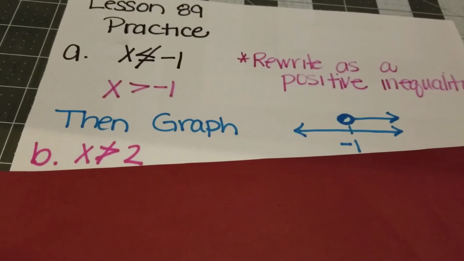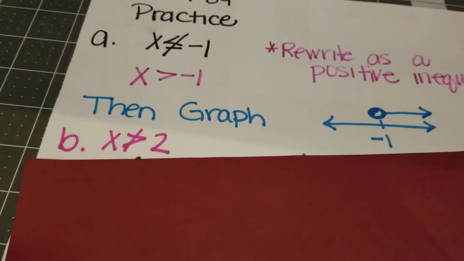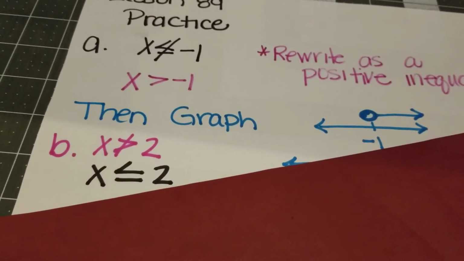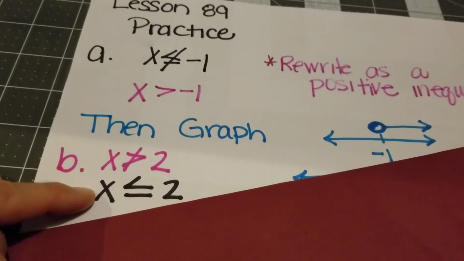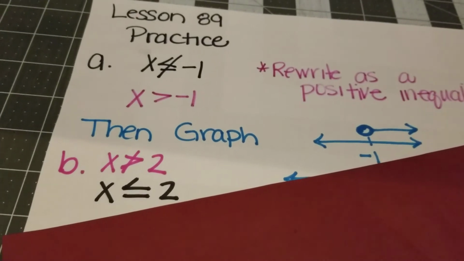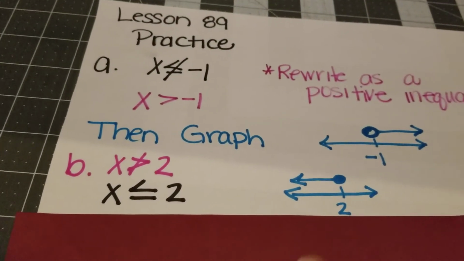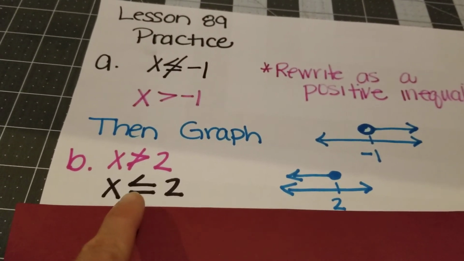I'm giving you a hint. X is not greater than 2. So if we rewrite, x is less than or equal to 2. So again, if it's not greater than 2, it's less than or equal to 2. So when we graph, we're going to start with our 2. We're going to have our closed circle because it's equal to, and it's less than, so we're going off to the left.